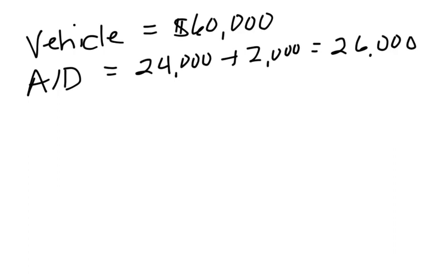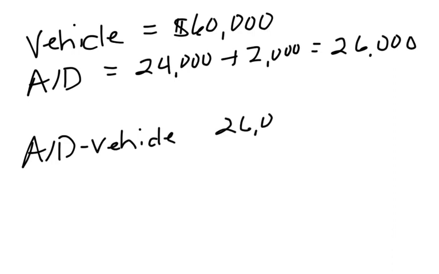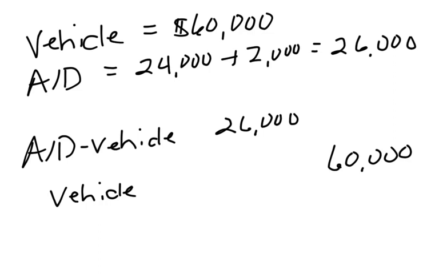Vehicle has a debit balance. To remove it, I need to credit it. Accumulated depreciation has a credit balance, so to remove it, I need to debit it. So to start off with, we can do this. Accumulated depreciation, vehicle. We need to debit it for that $26,000 balance. And then you're going to have vehicle credited for the $60,000.